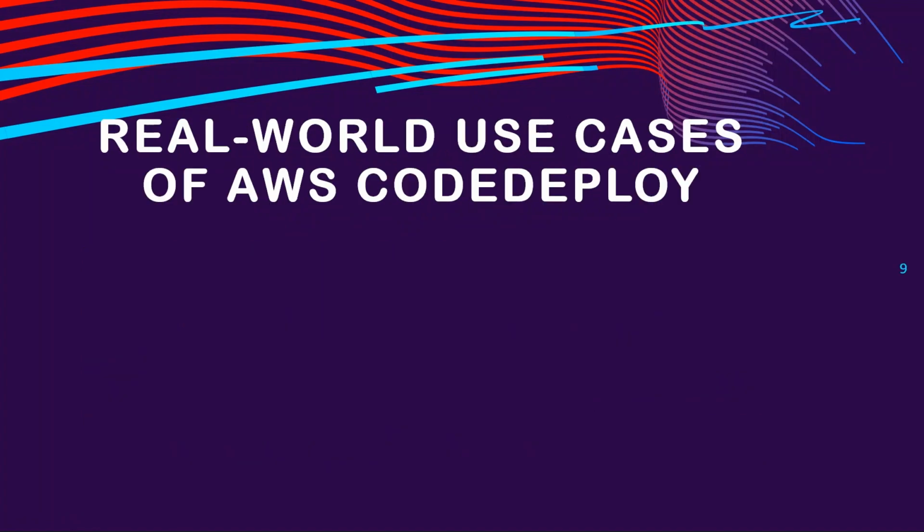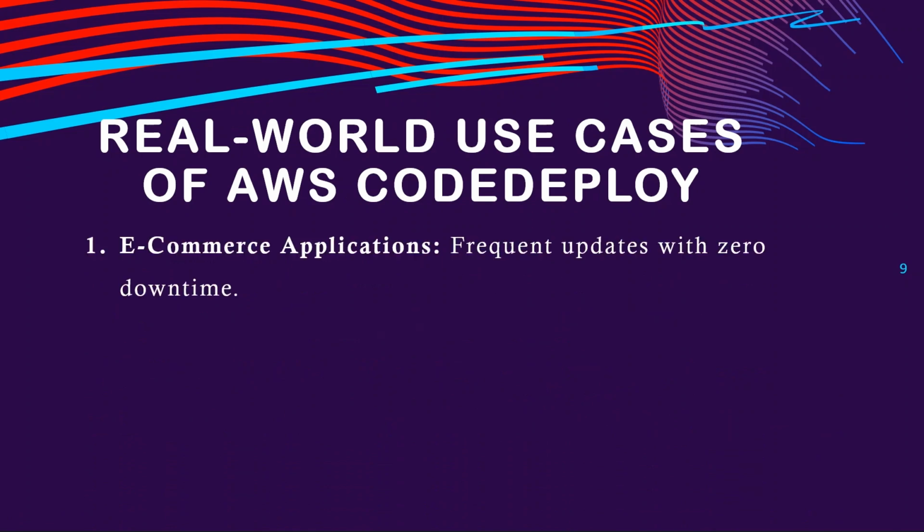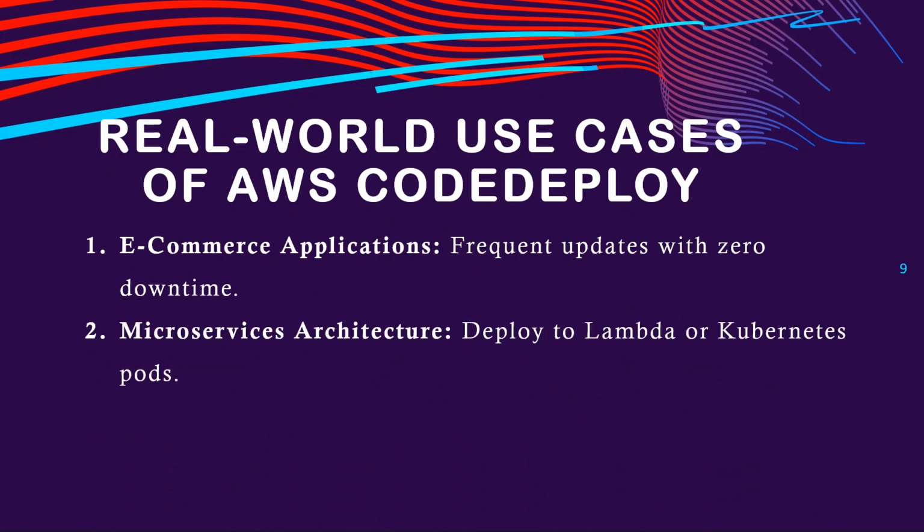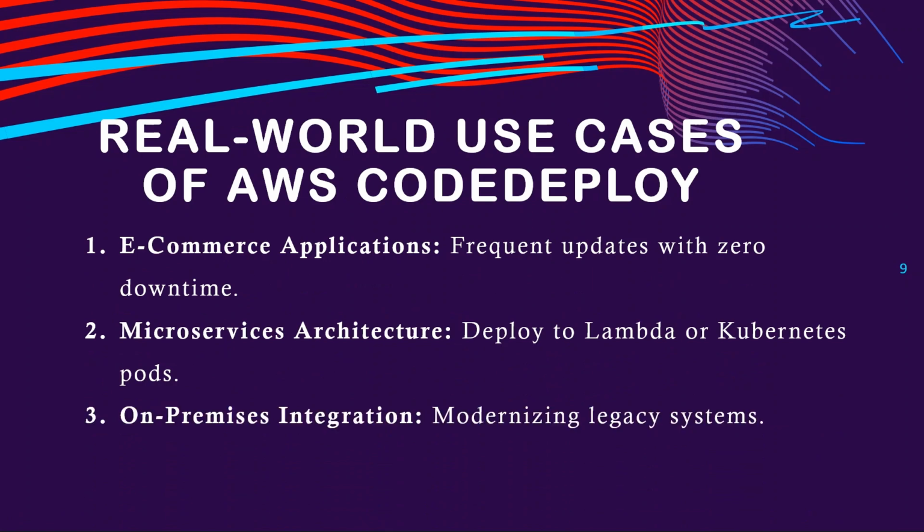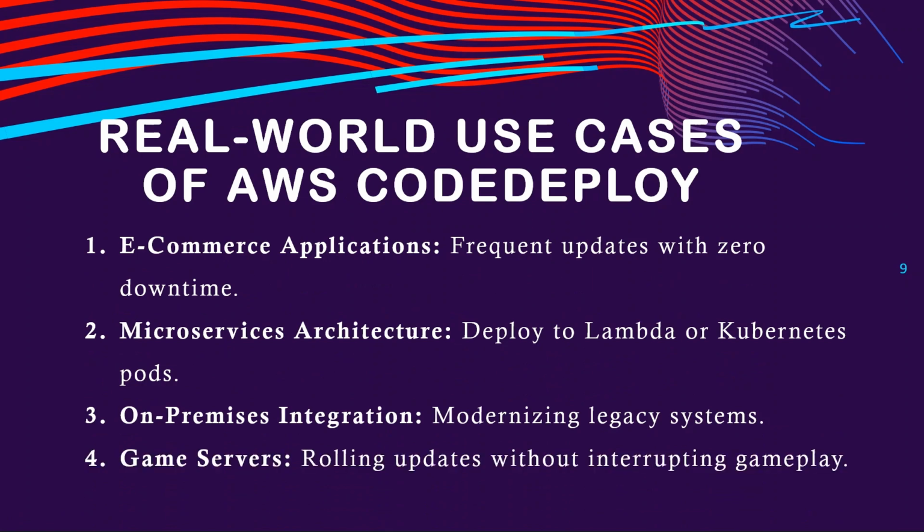Where can we use AWS Code Deploy? Well, it's perfect for e-commerce apps that need frequent updates without downtime. It's also great for deploying microservices on Lambda or Kubernetes. Even on-premises setups can benefit by modernizing legacy systems, and game developers can use it for rolling updates without disrupting gameplay.